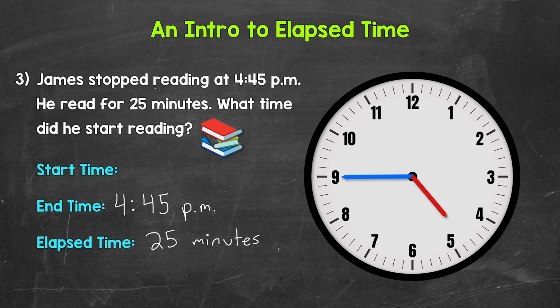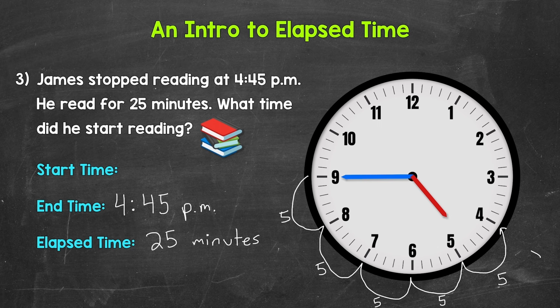Let's start by counting by fives. So 5 minutes, 10 minutes, 15 minutes, 20 minutes, 25 minutes. So just to double check here, we have 5 minutes, 10 minutes, 15 minutes, 20 minutes, 25 minutes. That means for our start time here, the minute hand is pointing to the 4. James started reading at 4:20 p.m. Let's clear that and take a look at another way to think through this.